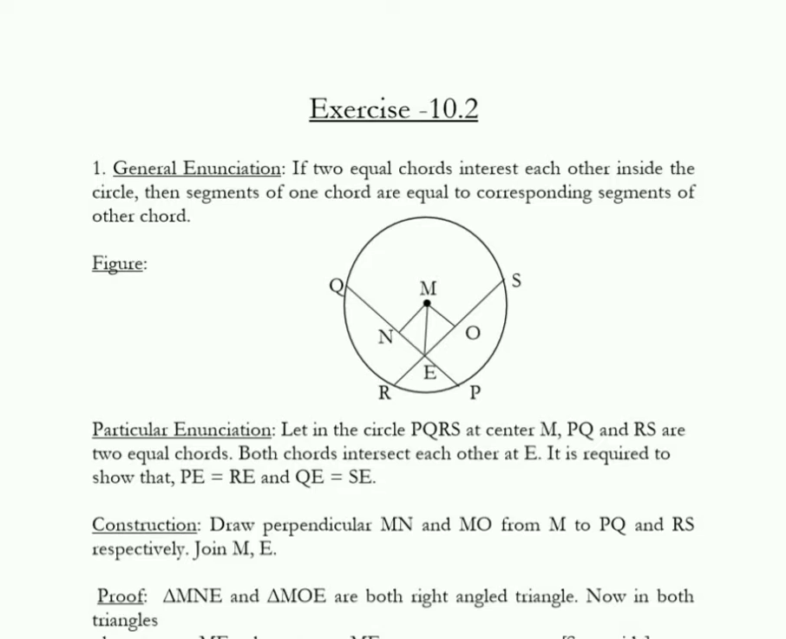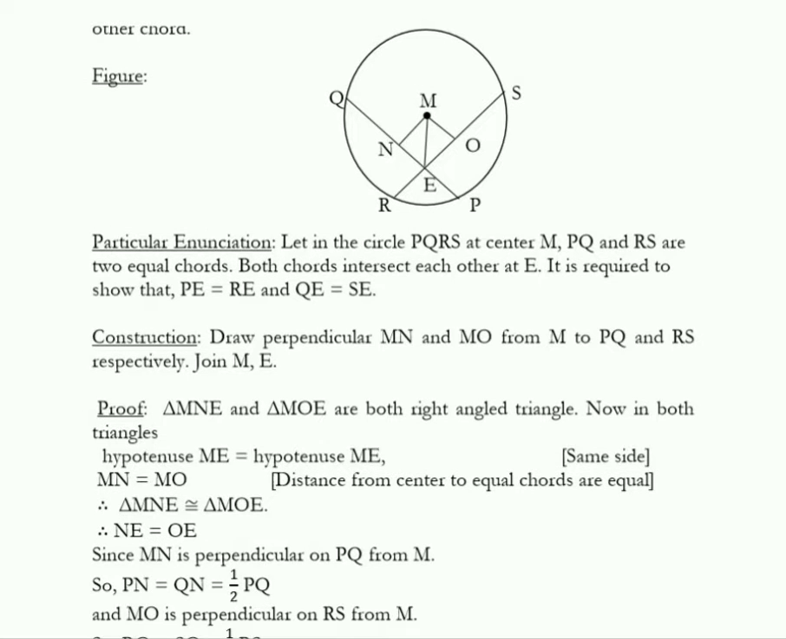It is required to show that PE equals RE and QE equals SE. So একটা chord এর কিছু সেগমেন্ট আর একটা chord এর সিমিলার একটা সেগমেন্টের সমান, এটাই আমাদের শো করতে হবে. সো কনস্ট্রাকশনে চলে আসি. Draw perpendicular MN and MO from M to PQ and RS respectively. Join ME.